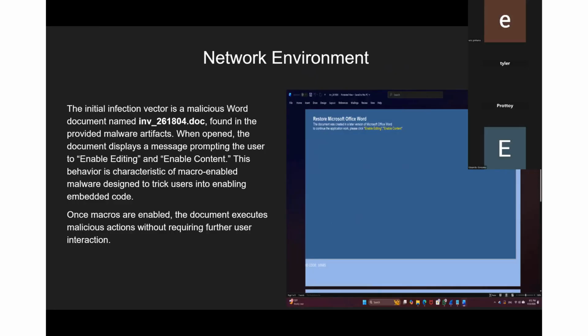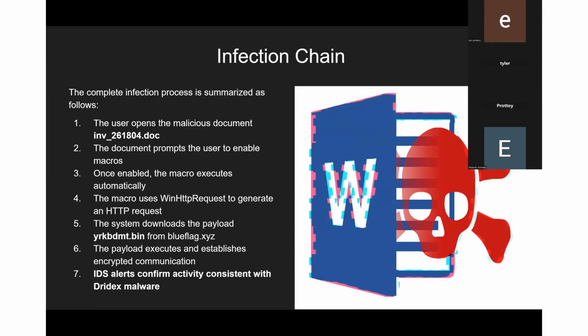The initial infection vector was a document named INV 261804.doc, which when opened displays a message prompting the user to enable editing. This behavior is characteristic of macro-enabled malware. Here we have a visual representation of the dangerous Word document. The graphic illustrates the hidden threat lurking inside the file format.